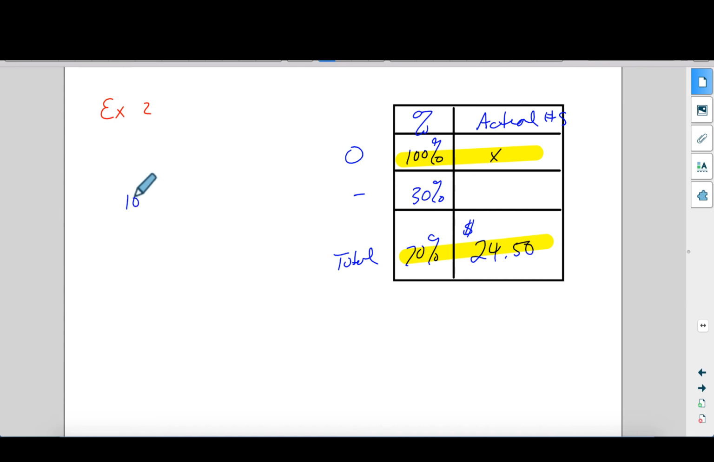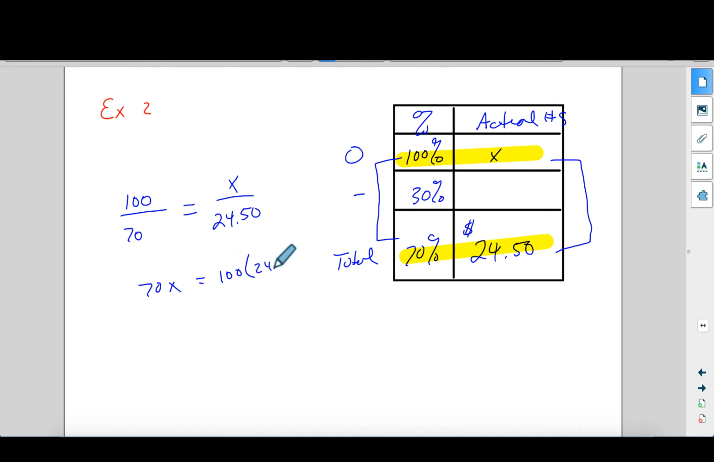I'm going to say 100 over 70. Did you see what numbers I used? This number and this number equals this number and this number equals X over 2450. Once I have an equal sign, I can cross multiply. So I can say 70x equals 100 times 2450. So really, I divide by 70 on both sides.